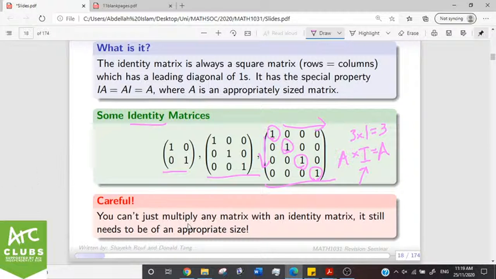And of course, you need to be careful with the size here, as it says down here. So it needs to be the appropriate size. So you can only multiply matrices that look like this in size.